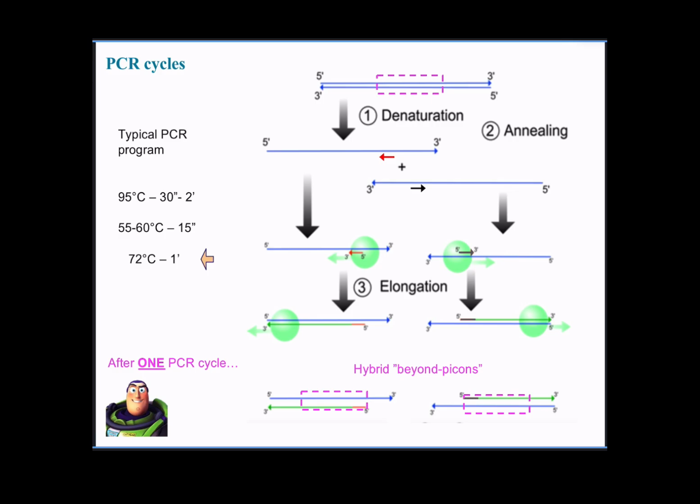Anyway, so I like to call these things, and this is totally in-house, beyond pecans, because they go beyond what we really want, which we will call in a few slides amplicons. What we really, really want are DNA sequences that are amplified many times, and we call them amplicons. These things are going beyond that. So these are hybrid beyond pecans.